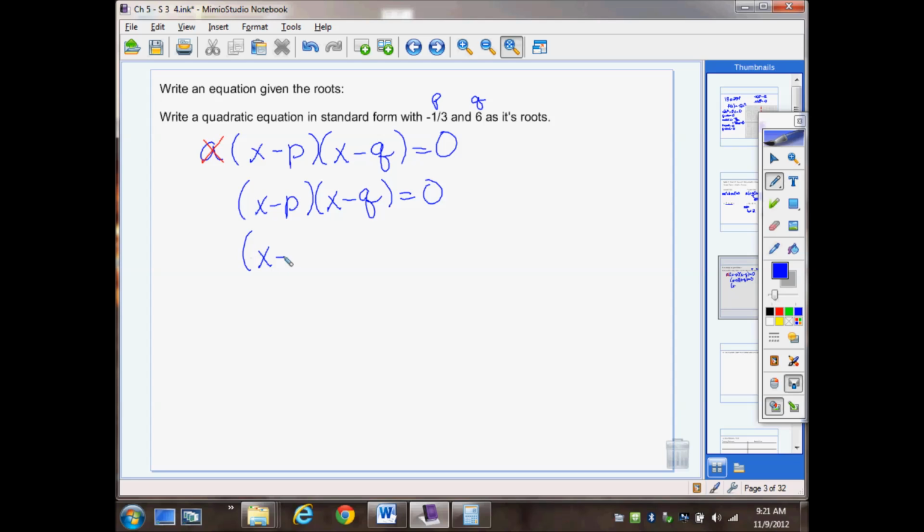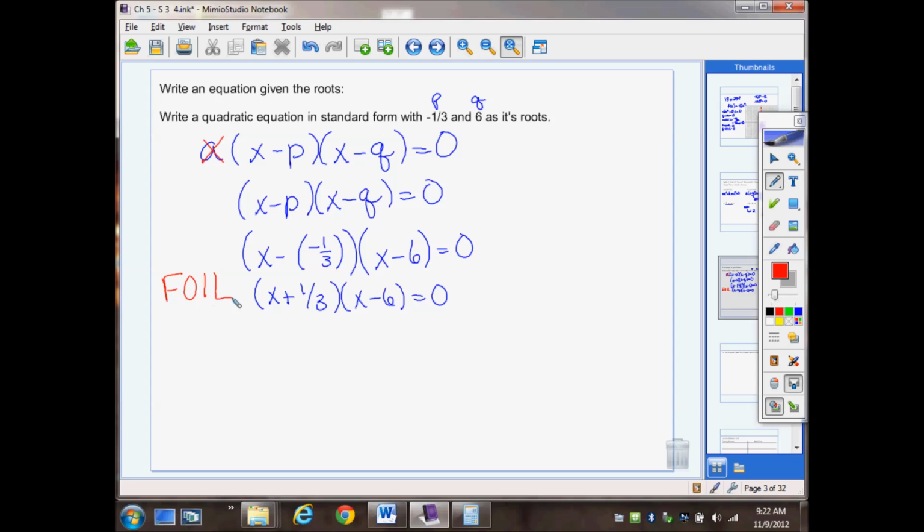So it's x minus -1/3 times x minus 6 equals 0. So that's x plus 1/3 times x minus 6 equals 0. And you guys remember our good friend FOIL? So it's first, outside, inside, and then last.